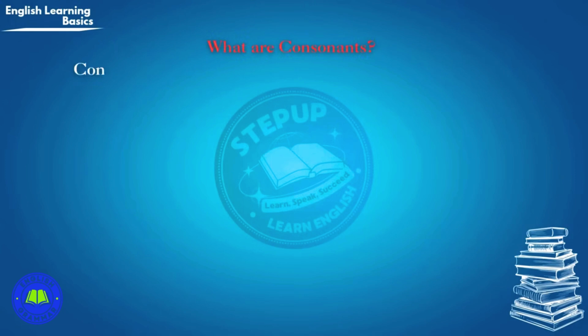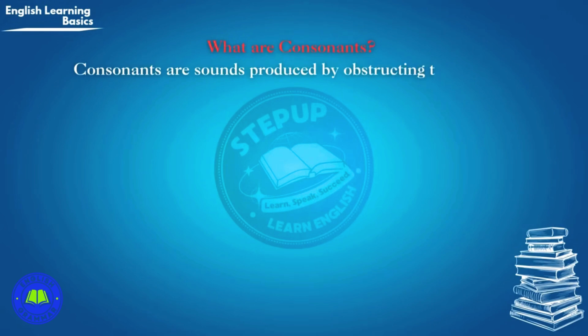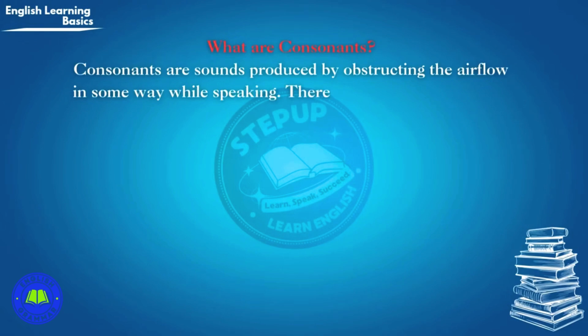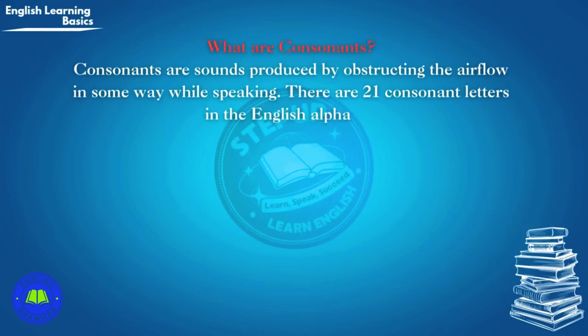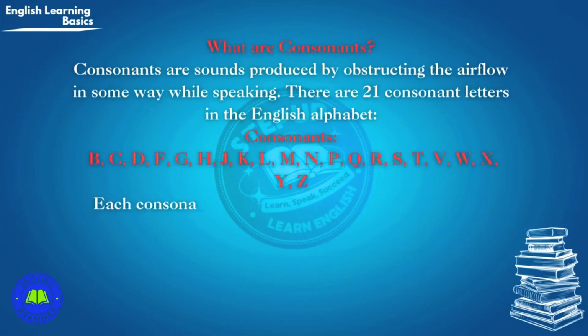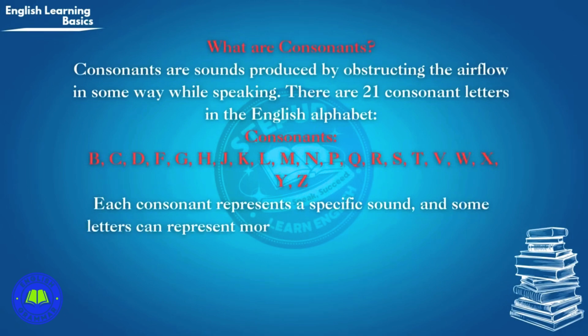What are consonants? Consonants are sounds produced by obstructing the airflow in some way while speaking. There are 21 consonant letters in the English alphabet. Consonants: B, C, D, F, G, H, J, K, L, M, N, P, Q, R, S, T, V, W, X, Y, Z.